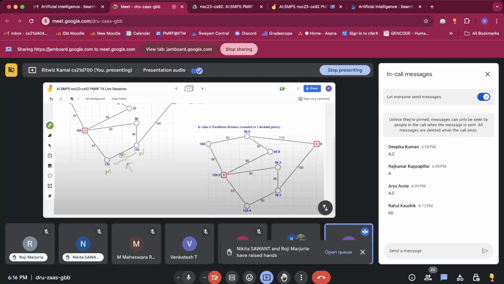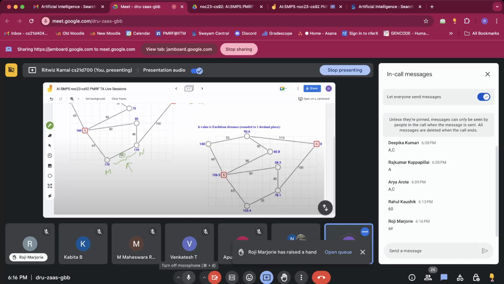Yes, there are two hand raises. Please feel free to unmute yourselves if you have any doubts. Okay, maybe it was by mistake. No worries. So, are there any doubts in this question? If not, I guess we can move on to the next one.